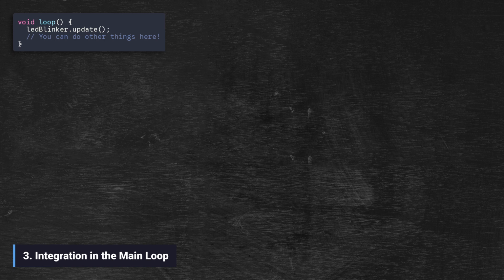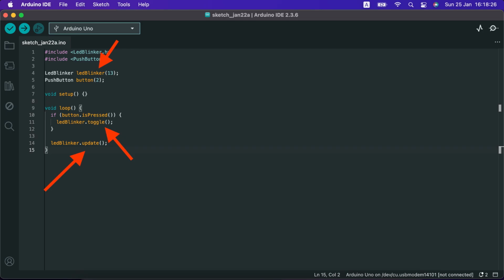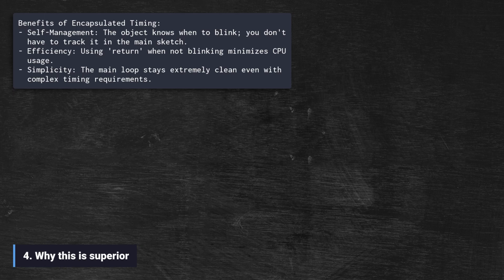To make this work, you must call the update method inside the main Arduino loop. Because our logic is non-blocking, the loop can run thousands of times per second, and our LED objects will only toggle precisely when their individual intervals are reached. By putting the timing logic inside the class, we've created a component that is clean. It manages its own time and state, leaving your main program free to handle user inputs or sensors without more mess.